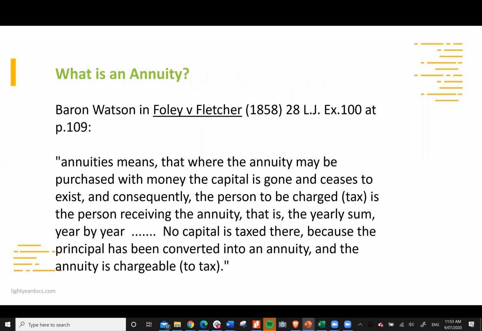But in Foley and Fletcher, which was the main case on annuities, and again, they've been a good stock standard system to provide an income stream prior to obviously superannuation. In Foley and Fletcher in 1858, Baron Watson said, and this is essentially still used to this day, annuities means that where the annuity may be purchased with money, the capital is gone and ceases to exist, and consequently, the person to be charged tax is the person receiving the annuity, that is the yearly sum year by year. No capital is taxed there because the principal has been converted into annuity and the annuity is chargeable to tax.